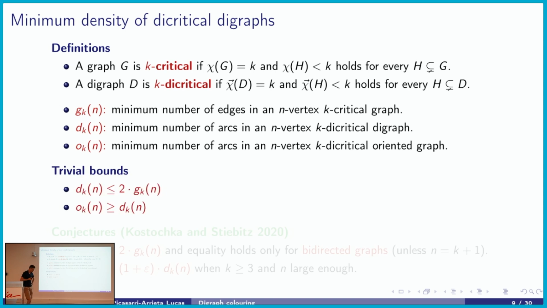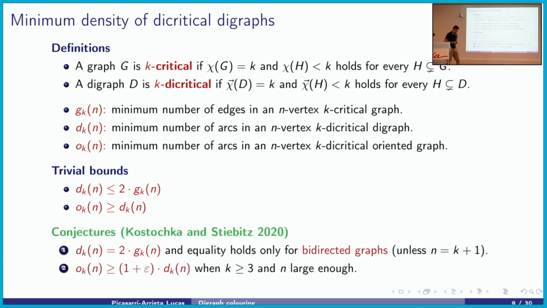And we directly obtain some easy bounds by definition. The first one is that d_k of n is always at most twice g_k of n. This is because if you have a k-critical graph and you replace every edge by a digon, you obtain a k-dicritical digraph for which the number of arcs is twice the number of edges of the original graph. And the second one is that o_k of n is at least d_k of n. This is just because every oriented graph is a digraph.